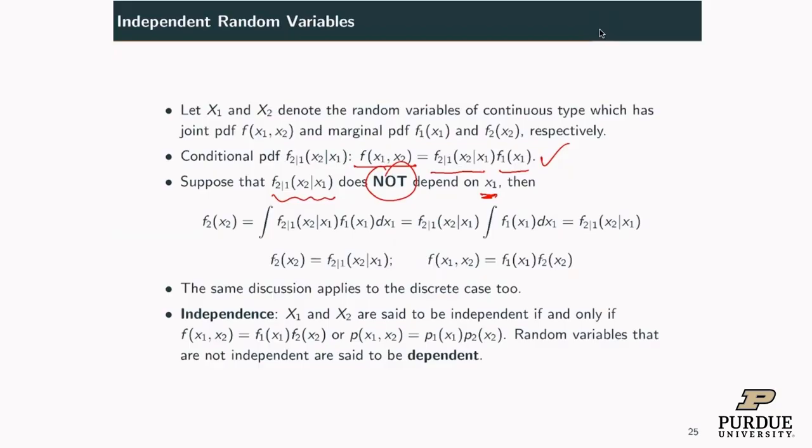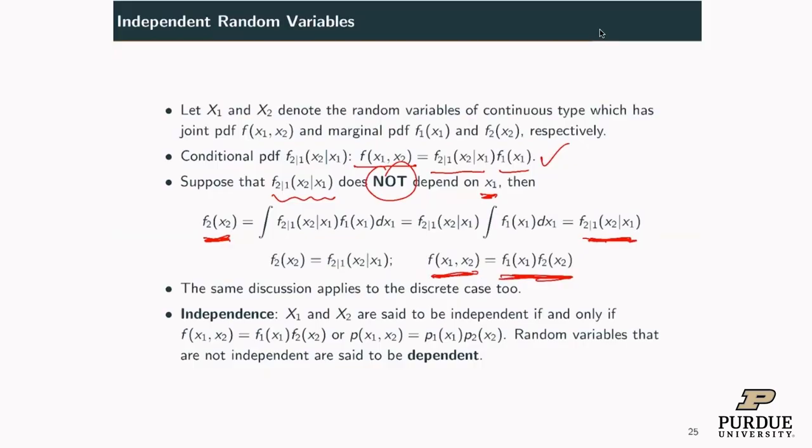If this is true, you can calculate the marginal distribution of x2 with some simple algebra. You will see the marginal distribution of x2 is exactly the same as the conditional distribution of x2. That also makes sense because the conditional does not depend on x1. Whether I know x1 or not, it will not affect the distribution of x2. So in this situation, the joint is a product of the marginals. The same discussion applies to the discrete case too.